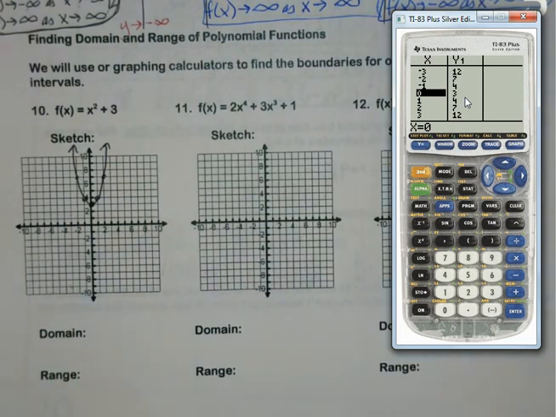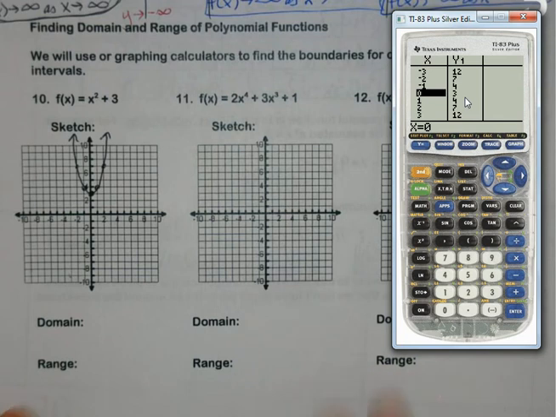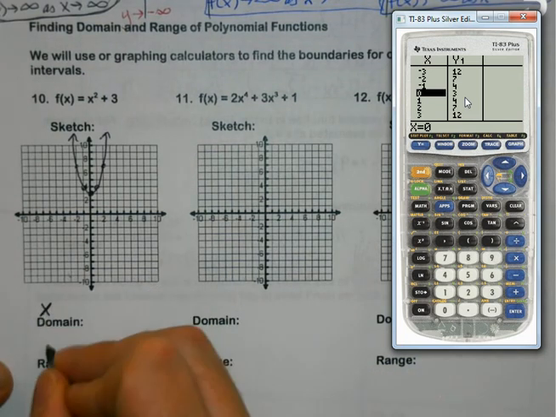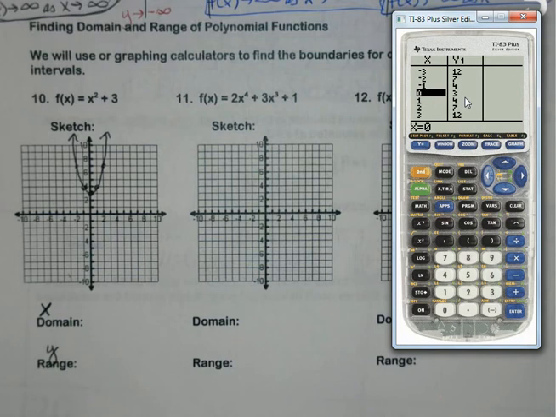So I get my sketch in. I say, okay. Oh, domain and range, it's been a while. Remember, domain is my x values. Range is my y. I'm always doing least to greatest.